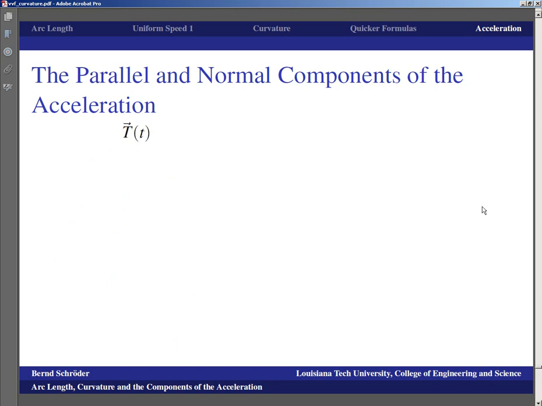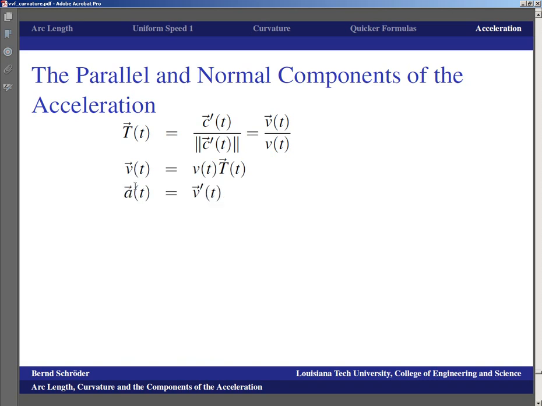How do we work that out? Well, we look at the unit tangent vector, and that is c prime of t over the norm of c prime of t. So that's certainly not something that you want to differentiate. So that's velocity divided by speed. And that means that the velocity is speed times unit tangent vector, right? So the physics convention, this is a vector, this is a scalar, because we dropped the vector notation. Now I can take the derivative of that, and I will get the acceleration.